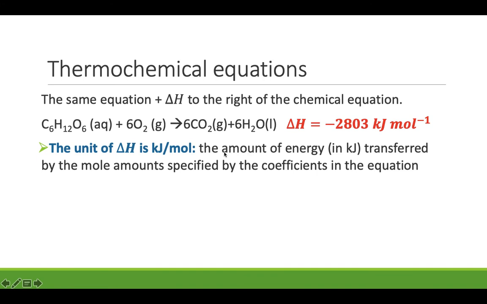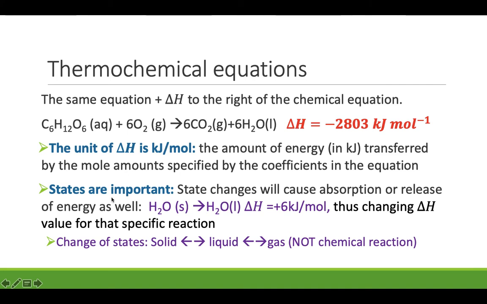So it does matter how much of the reactants are actually there. Here, the coefficient of this reactant is 1, and therefore the value is negative 2,803. If I multiply the entire equation by 2, the delta H value has to be multiplied by 2 as well. Okay? And also, the states in an equation are important.